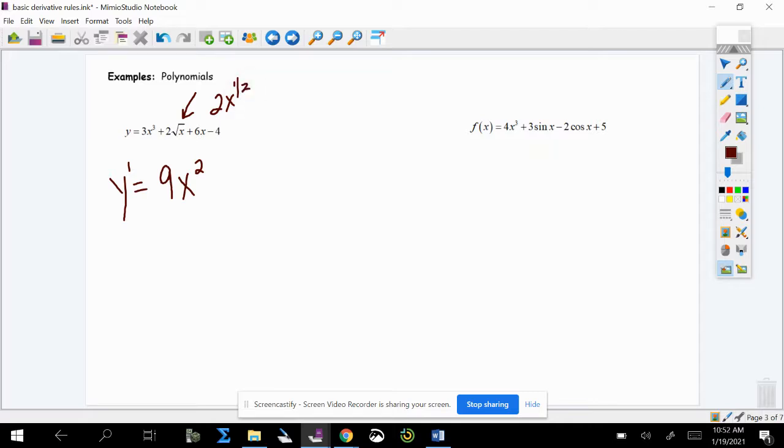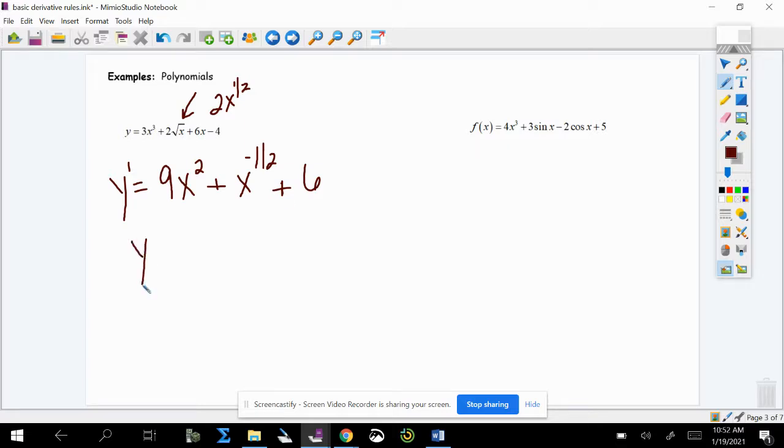Now you're going to want to rewrite anything that has a radical. So you're going to want to write that as a 1/2 power. So then again, power out front, the 1/2 and the 2 will multiply to get just 1. Power 1 less is going to be negative 1/2. Derivative of 6x is just 6. And then the derivative of negative 4 is gone.